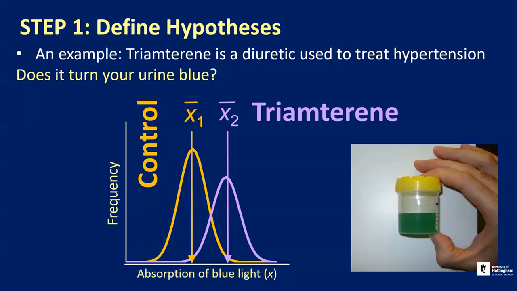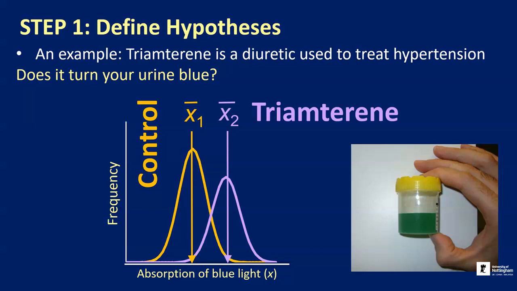So let's look at a real example using a drug called triamterene, which is a diuretic that's used to treat blood pressure problems, hypertension. And when it started being rolled out as a treatment, people started to notice it seemed to be doing something very odd, and that is turning people's urine blue. So, like in this delightful sample here, we appear to have patients being treated with a drug whose urine has turned blue. But obviously, being good scientists, we want to know, is this just a chance event? Maybe something else going on in that particular patient, or are we really seeing an effect of the drug?